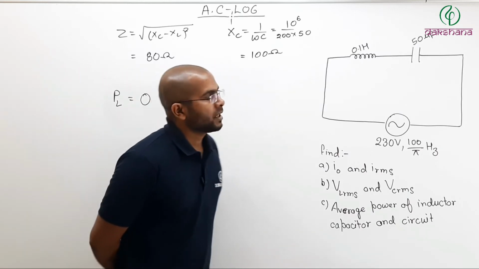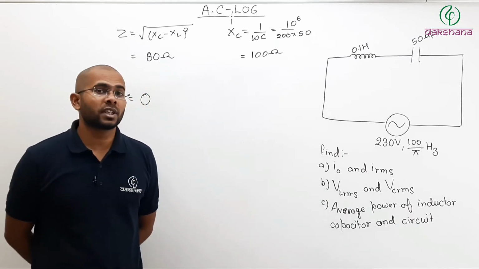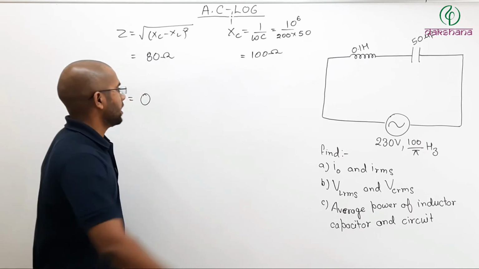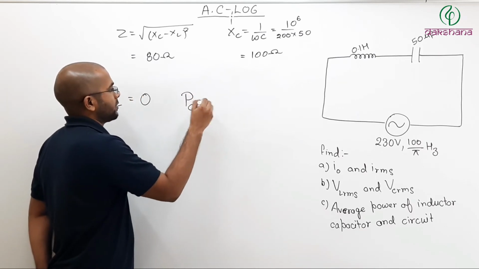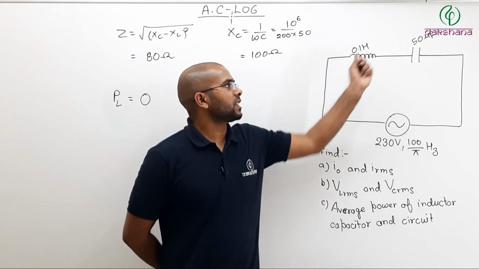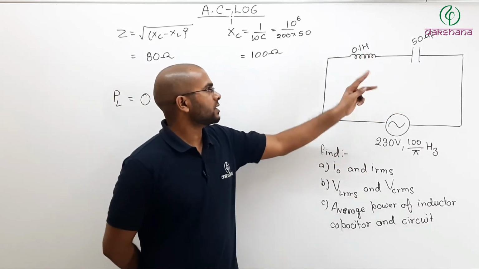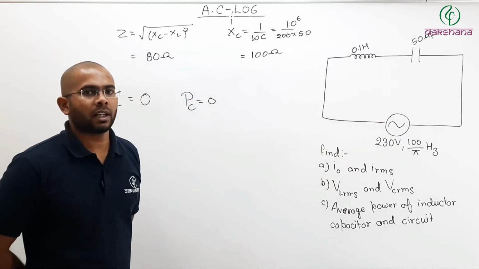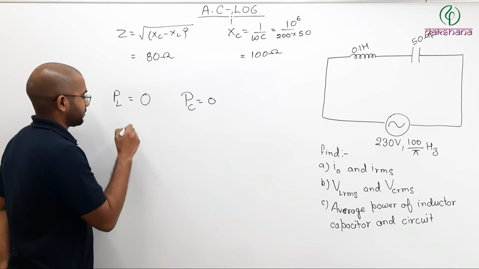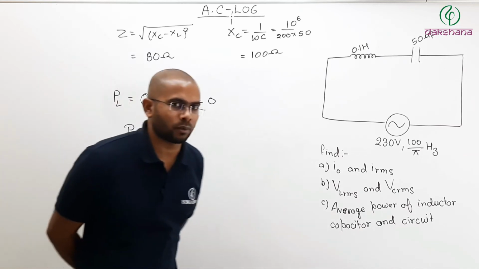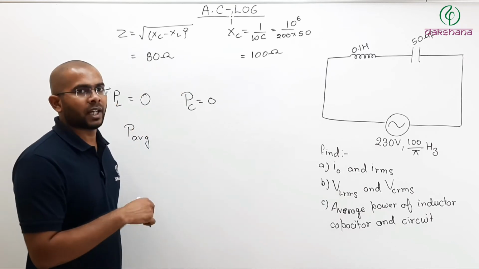In the same way, a capacitor also does not lose any heat, assuming that there is no internal resistance in any of those. So the average power of the capacitor will also be 0. And since there is no resistance anywhere in this circuit, and they are an ideal capacitor and ideal inductor, what will I say? The total power, P average, of this circuit will also be 0. Now there is another way of verifying this.